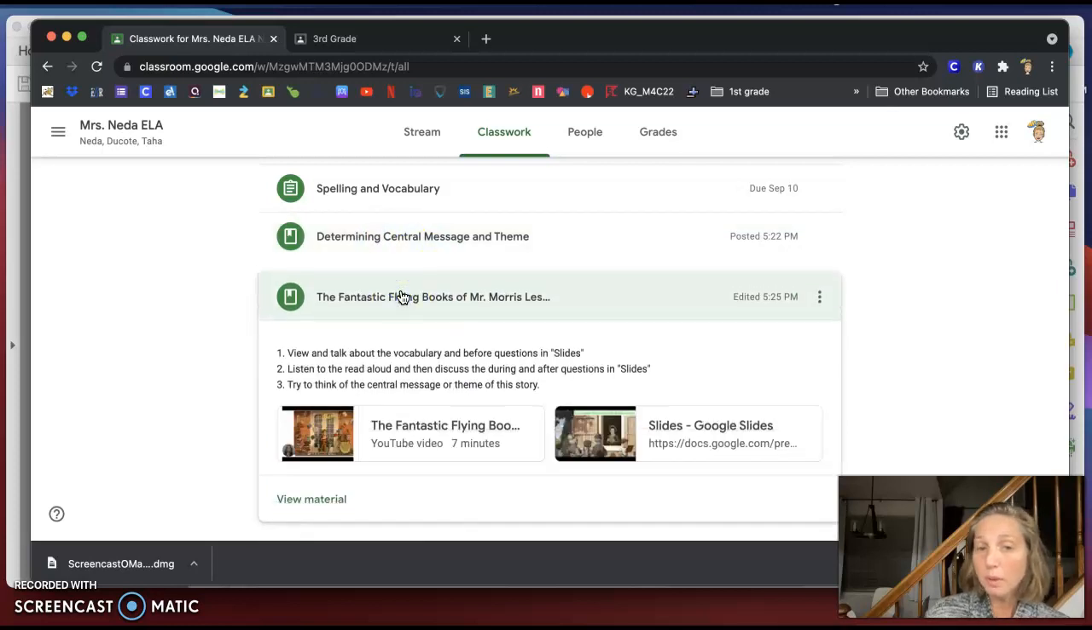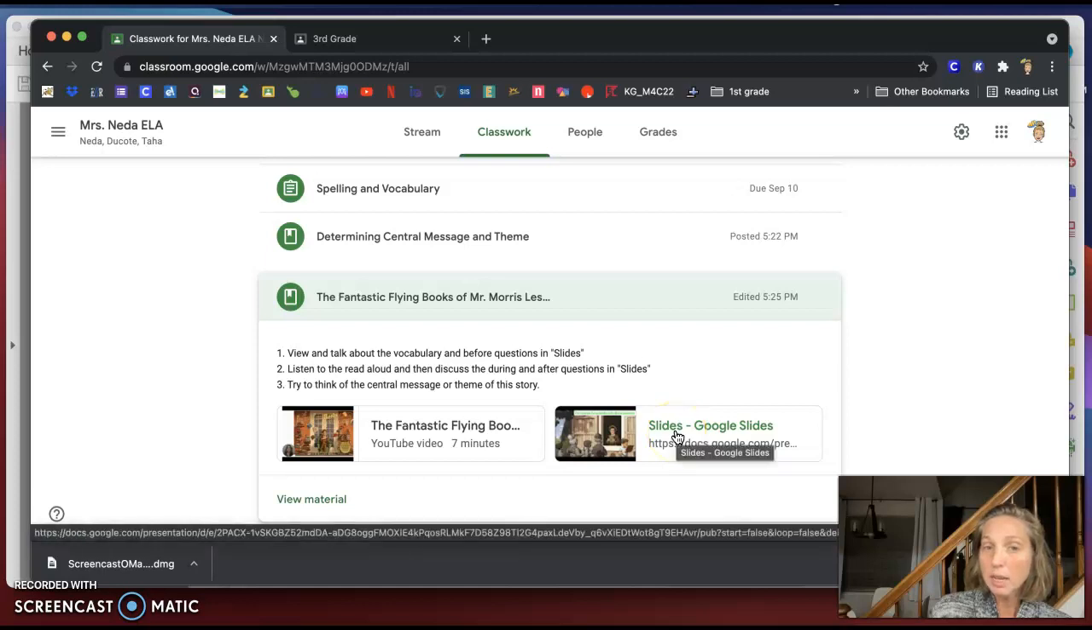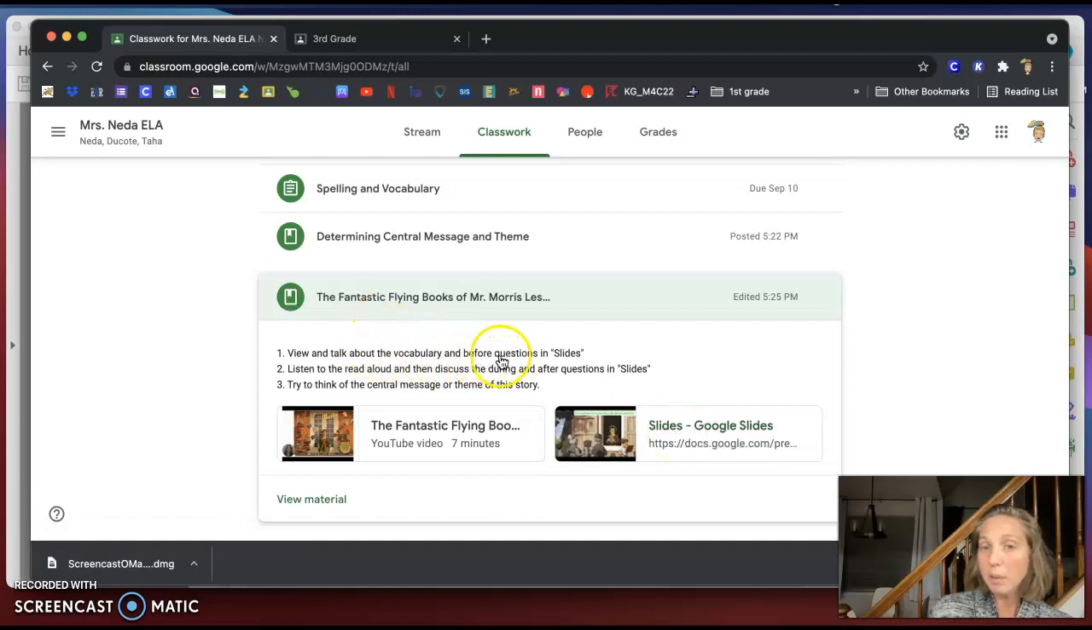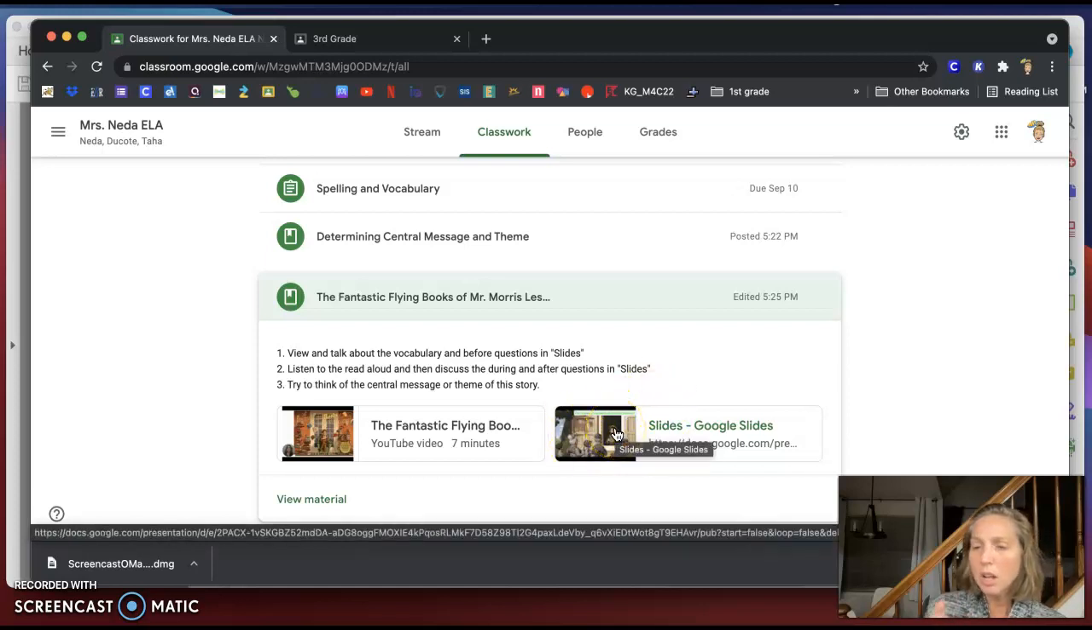This is our book. We've already talked about it. You're going to look at your slides first. It says view and talk about the vocabulary before questions in the slides. In here, there is a picture, and I want you to pay attention to the colors that are in the picture. We're going to talk about that when I get back to school and why those colors are different.